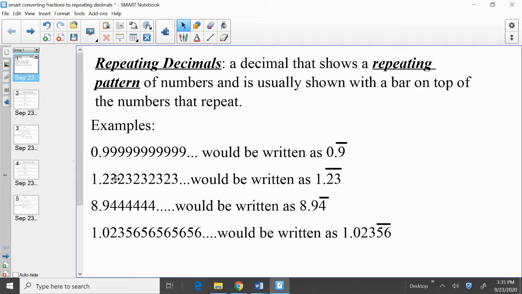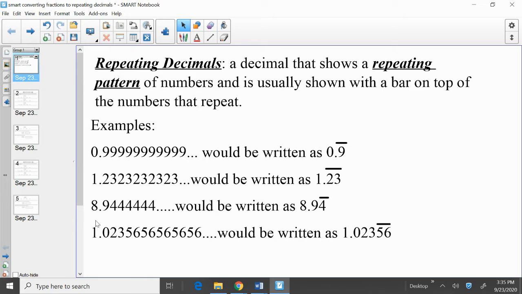For example, when you see the second example, 1.232323232323, it would go on forever and ever and ever. Since the 23 repeats, it would be written as 1.23. Notice there's no line over the 1 because the 1 does not repeat. The 1 only occurs once, but the 232323 repeats. So therefore, there's a line over the 23.